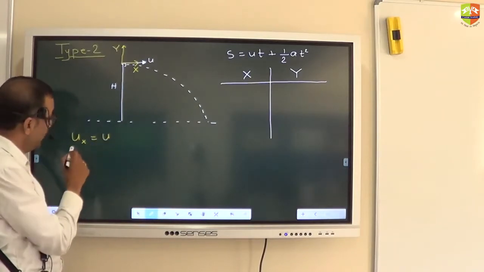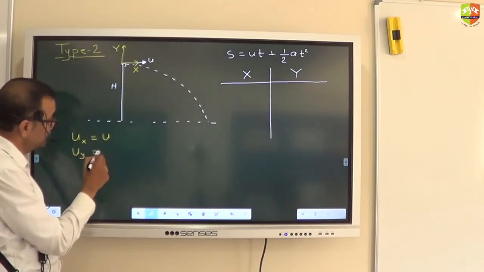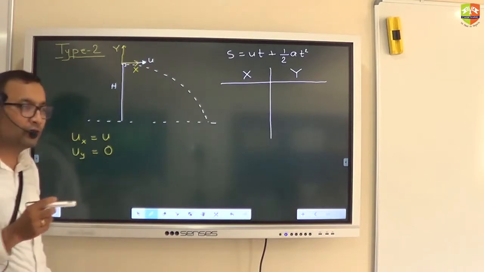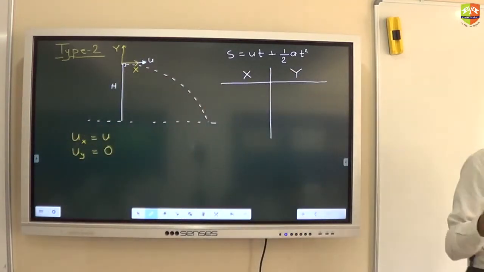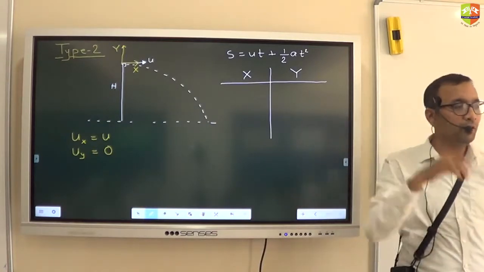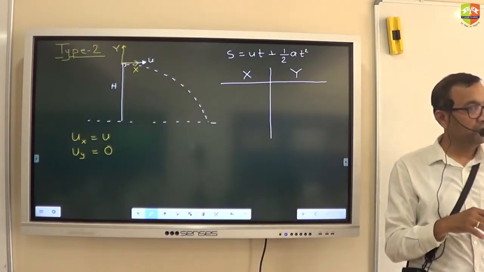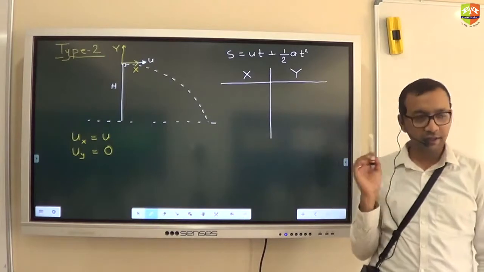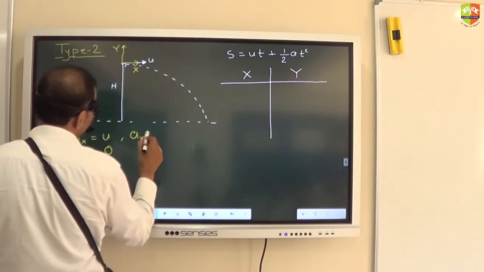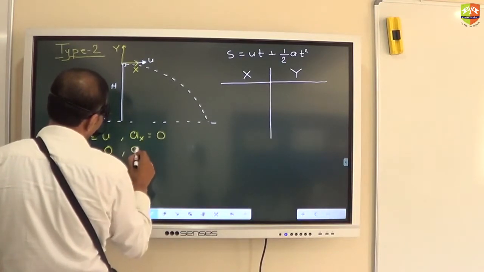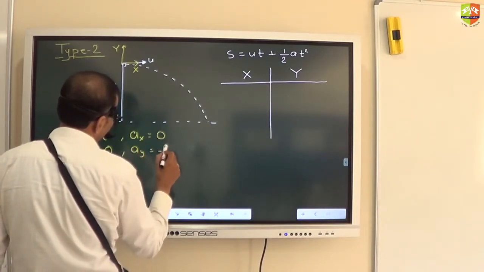U only. And along y direction? Zero. Why? Because y direction is perpendicular to the initial velocity. So there is no component of a vector perpendicular to itself. Fine. So initial velocity along y direction is zero. What about acceleration? Acceleration along x-axis is what? And along y-axis? Minus g.